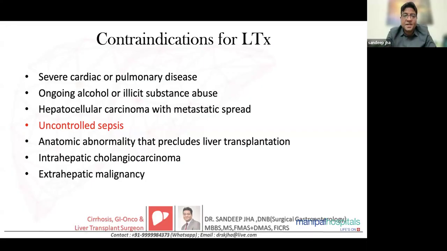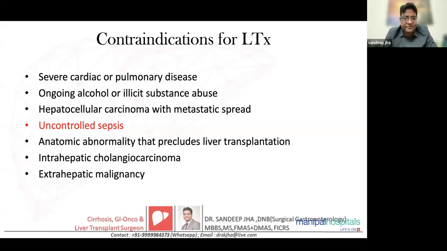Then liver cancer is also a major indication, but if the cancer has gone beyond the liver, or if the alpha fetoprotein level is very high, then there's no use of transplanting those patients, because of the recurrence of the liver cancer in transplanted patients. Uncontrolled sepsis, if the patient is having any kind of infection, then it is a contraindication. However, it is a relative contraindication. If we can give good antibiotics, antifungal, antiviral, and control the infection, then definitely the patient can be taken for liver transplant.